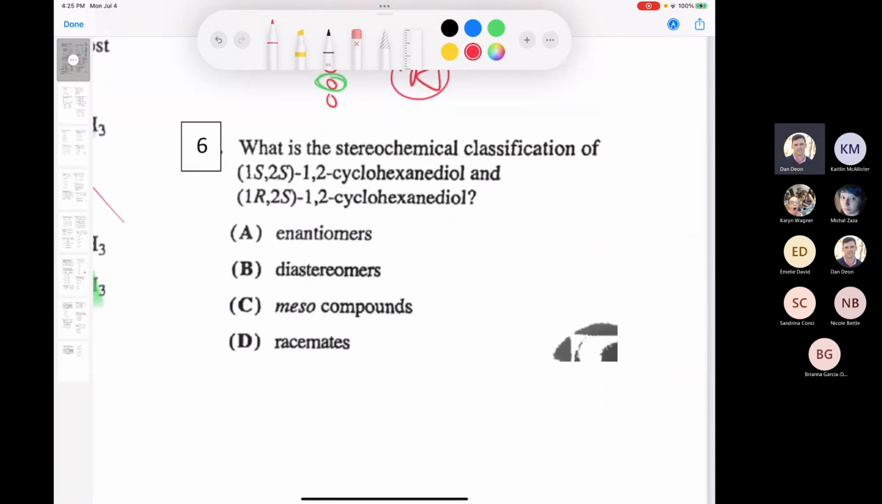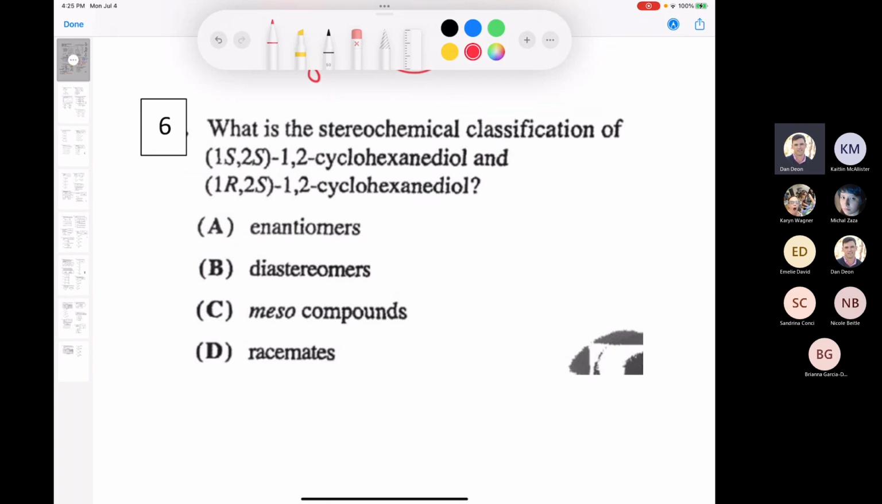I'll just throw this one out to my students who are all really good. What is the stereochemical classification of these two compounds? You've got 1S, 2S-1,2-cyclohexanediol, and 1R, 2S-1,2-cyclohexanediol. Could anybody tell me the definition? How would you describe these two? Enantiomers, diastereomers? Yeah, they're diastereomers, aren't they?